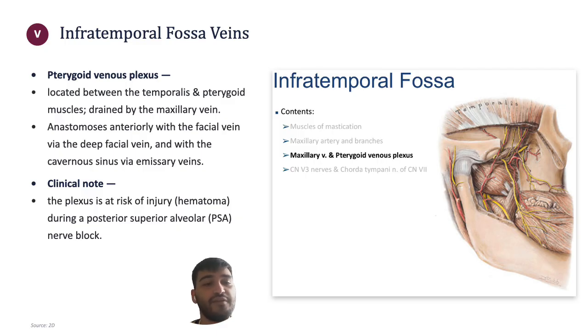Then a clinical note for the plexus is that it is at risk of injury, most importantly a hematoma, during a posterior superior alveolar nerve block. So if we're giving a PSA, we might cause a hematoma of the plexus.